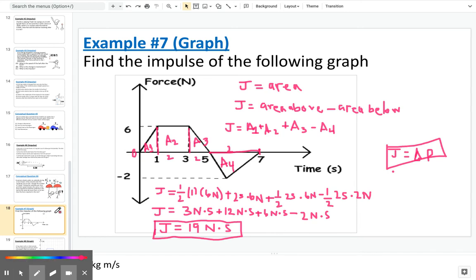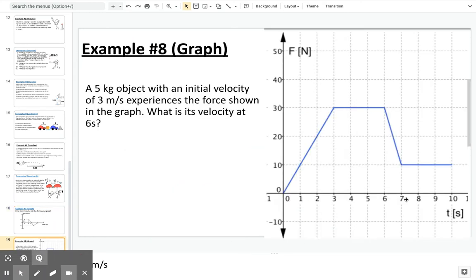All right, let's try one more. So in example 8, we have a 5 kilogram object with an initial velocity of 3 meters per second experiences the force shown in the graph. What is the velocity at 6 seconds?